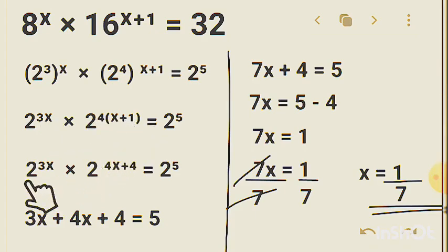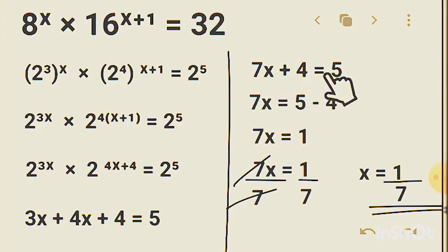So 2 raised to the power 3x times 2 raised to the power 4(x plus 1). Now we remove the bracket for this exponent and we multiply 4 by everything inside. So 4 times x will give us 4x and 4 times 1 will give us 4. Now because the bases are the same, we equate the exponents, and 3x plus 4x plus 4 will be equal to 5. We bring like terms together, and 3x plus 4x will give us 7x plus 4 equal to 5.